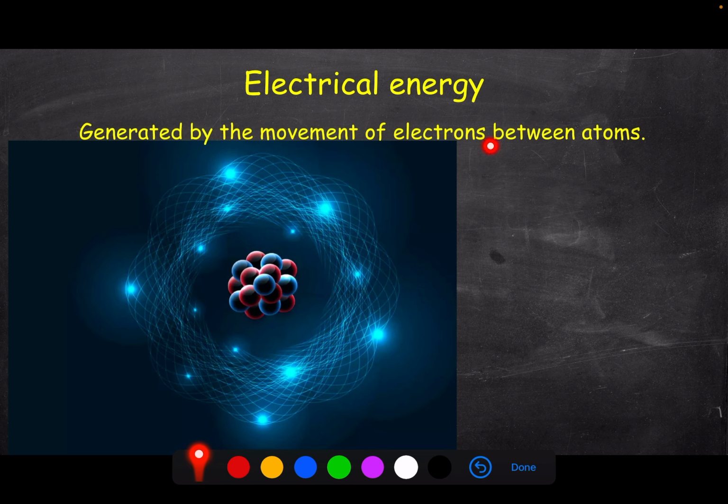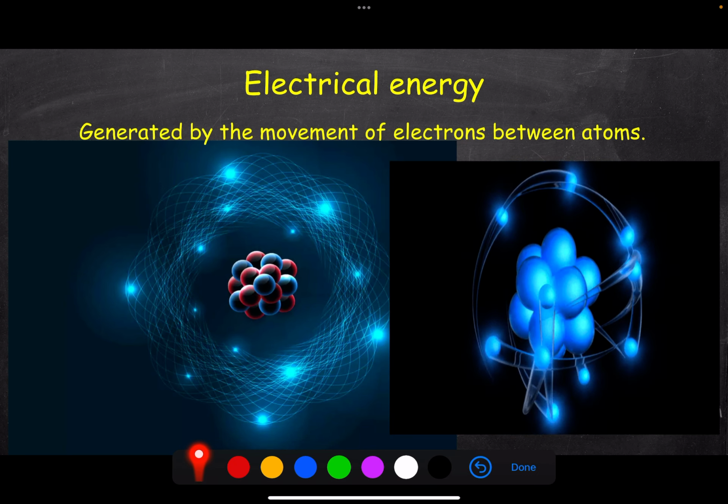All right, so the last one we're looking at here is electrical energy, and that is generated by the movement of electrons between atoms. And if you don't know, electrons are another type of energy particle that we find floating on the outside of the atomic nucleus. So this is the nucleus where the protons and neutrons are, and the electrons are basically those energy particles floating on the outside of it.